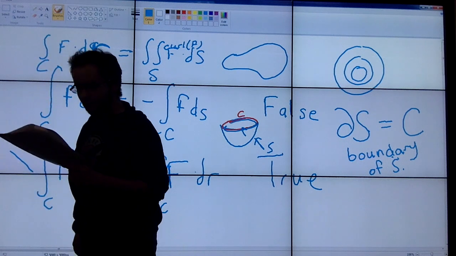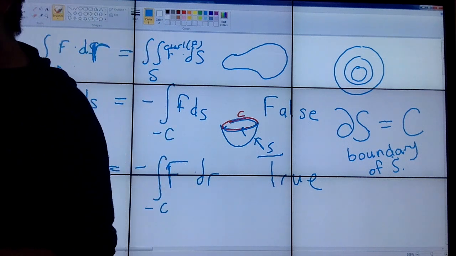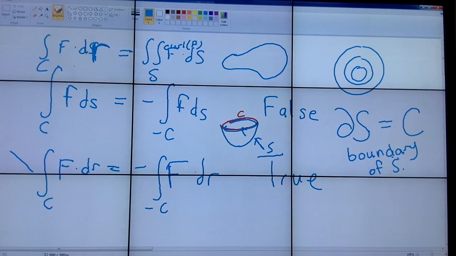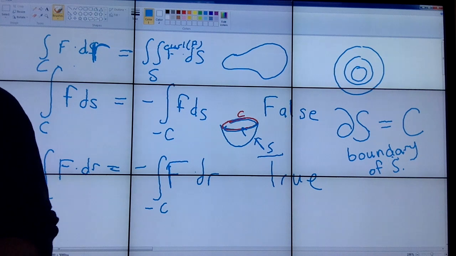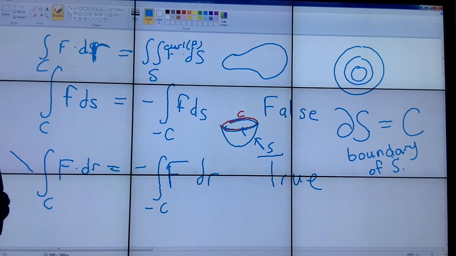If the surface S does not enclose a volume, then the divergence theorem is useless to help evaluate the flux across S. If S is not enclosed, then we can't use the divergence theorem. False. We can, so long as we put an imaginary surface there and subtract it out later. Cool? So that one's false.